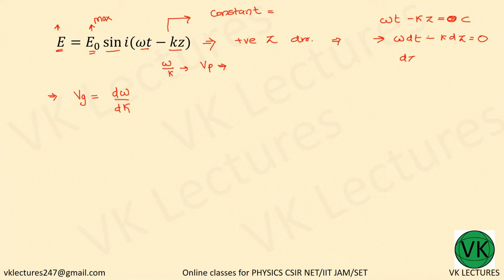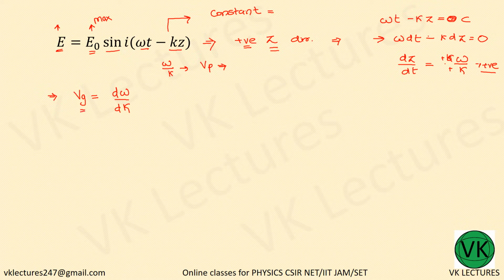Now dz divided by dt is equal to omega by k. This omega is a positive quantity, and k is also a positive quantity, so dz by dt is positive. So the velocity is along the z direction and on the positive side. Okay, I hope that is clear.